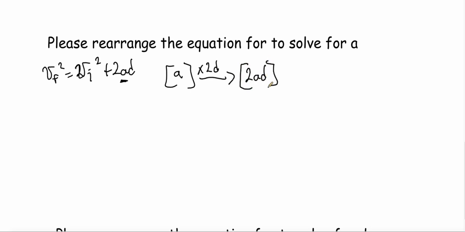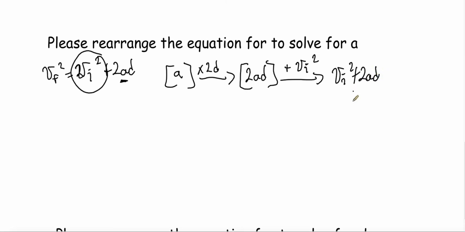Now, let's continue this here. Next, is there addition or subtraction? Yes, there's an addition. We are adding this part here. So now we're going to go plus initial velocity squared, which will end up giving me, and we know this is equal to my final velocity squared.